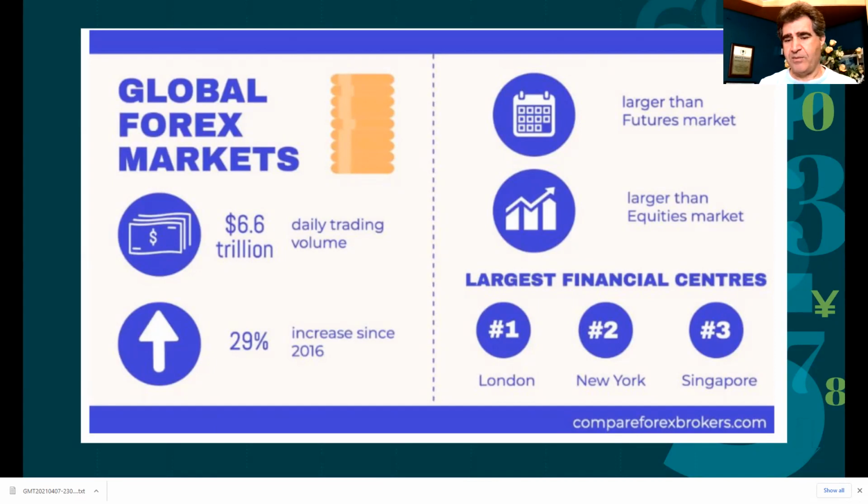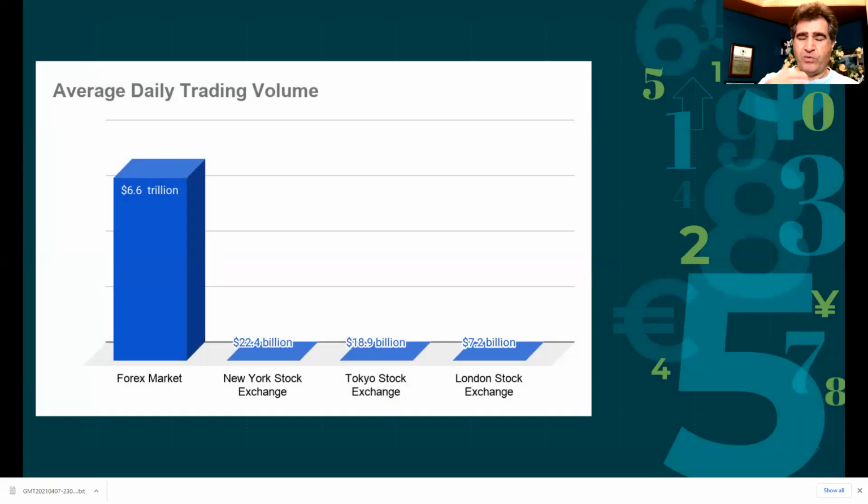Now, as far as the largest financial centers, it's London, New York, and Singapore. Following up on that, you can see just by comparing the average daily trading volume. When you talk about forex, it's $6.6 trillion. When you look at the New York Stock Exchange, it's 22.4 billion. Tokyo Stock Exchange is 18.9 billion. And when we go to the London Stock Exchange, it's 7.2 billion. So you can see there's really no comparison.